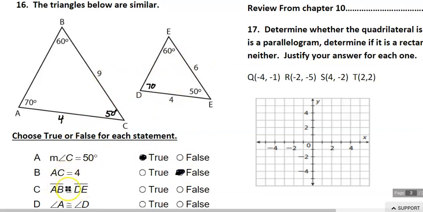And AB congruent to DE. Okay, AB congruent to DE. And again, no, if these fall in the same proportion, these cannot be congruent either. So say false. And then is angle D congruent to angle E? And those are corresponding angles, so we'd have to say true.